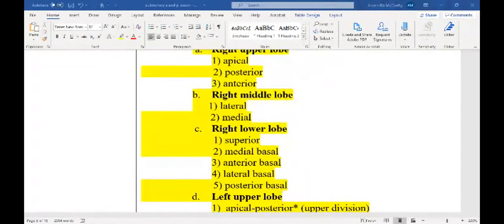Now, that's all of the segments on the whole right lung. So how many segments are in the whole right lung? 10. You got 3 in the upper, 2 in the middle, and 5 in the lower. It's very important. The reason why we're learning this, guys, is because what if mucus gets trapped in my lateral segment of my right middle lobe? I got to know how to position the patient to drain it.